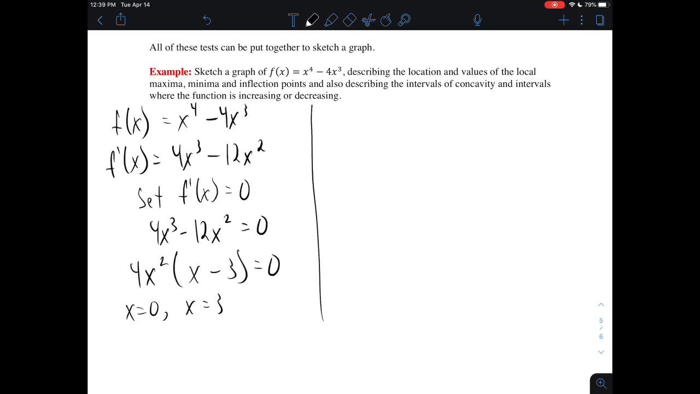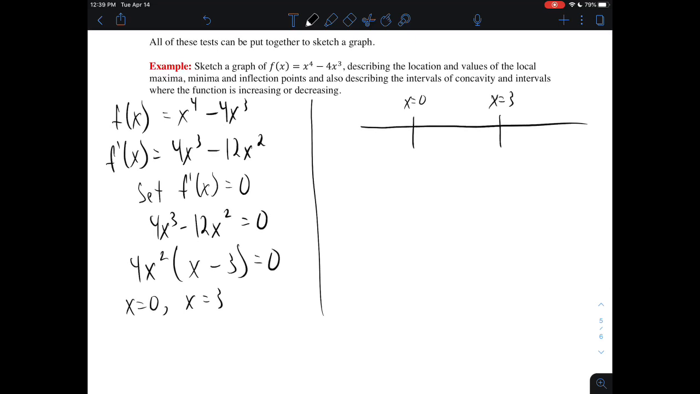And so right here I can at least start answering questions about increasing, decreasing, and maxima or minima. So I'm going to split up my number line here. I am looking at all real numbers, so I have numbers before x equals 0, and then numbers between 0 and 3, and then numbers greater than 3. So I need some test points. For anything before x equal to 0, I'm going to use x equal negative 1. For a number between 0 and 3, how about x equal positive 1? And then for numbers greater than 3, x equal to 4.